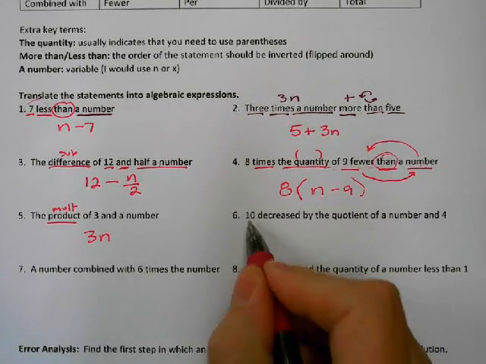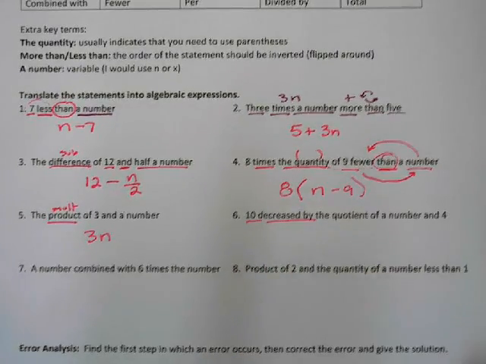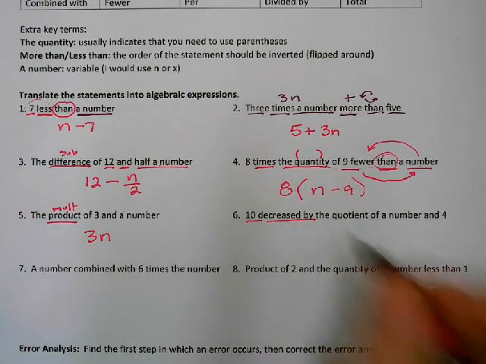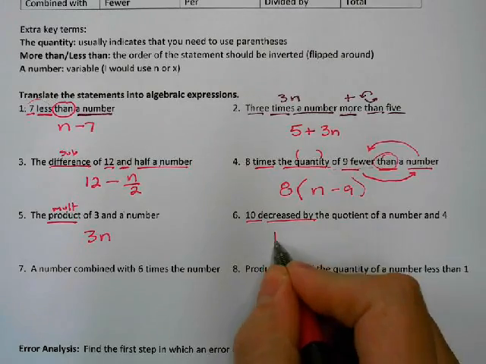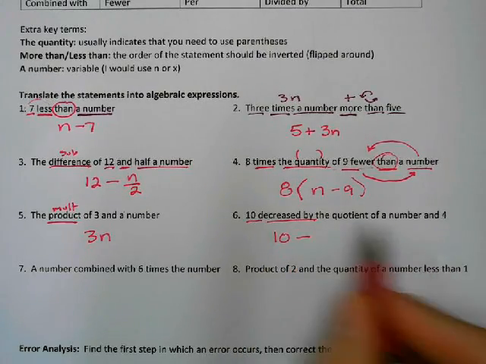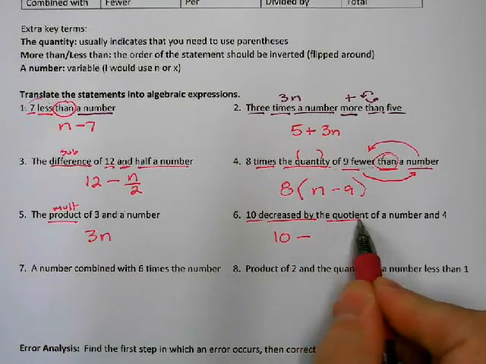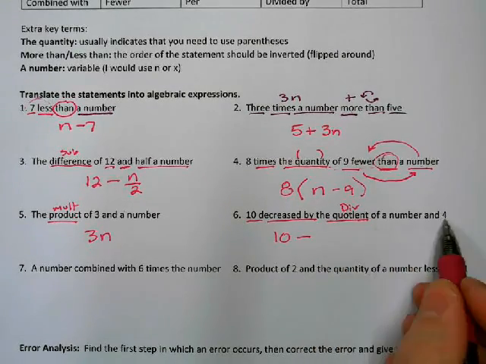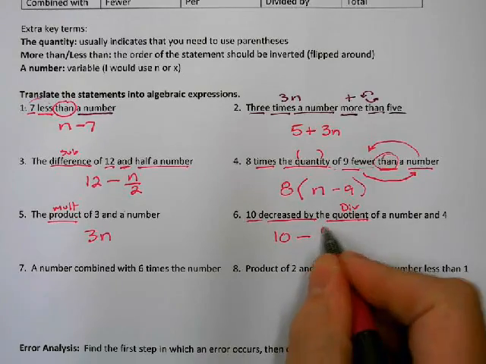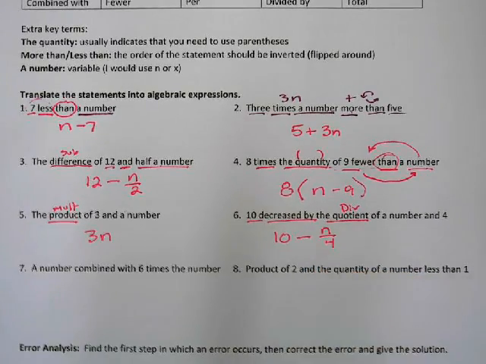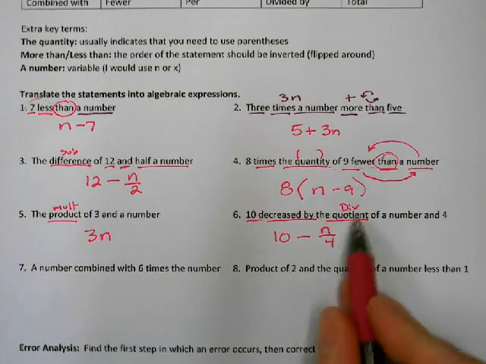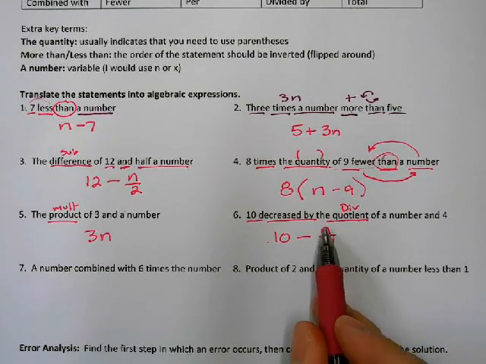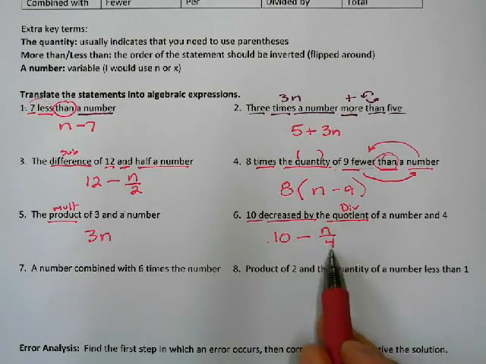Next, 10 decreased by. Okay, so that means 10 minus. There's no than. So 10 decreased by what? The quotient, that means division, of a number and 4. So I'm going to take a number and 4 because it's division, quotient. So 10 decreased by the quotient, dividing a number and 4.